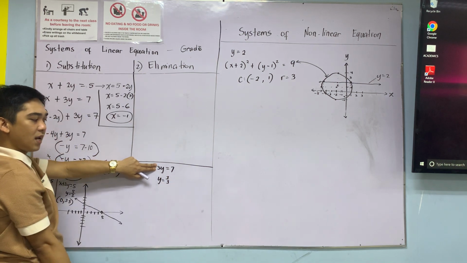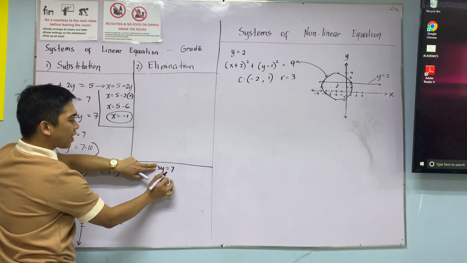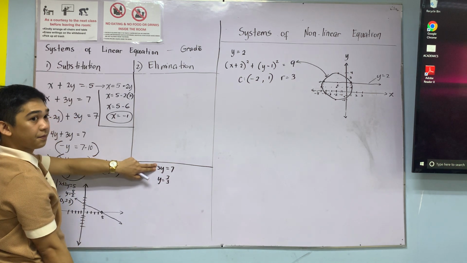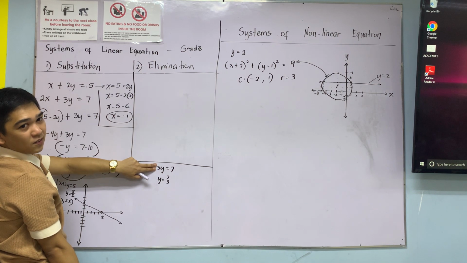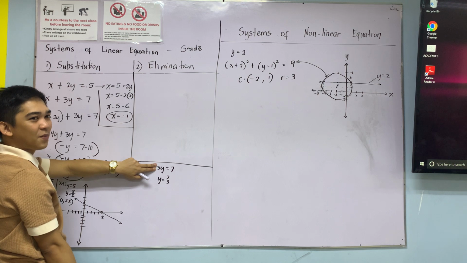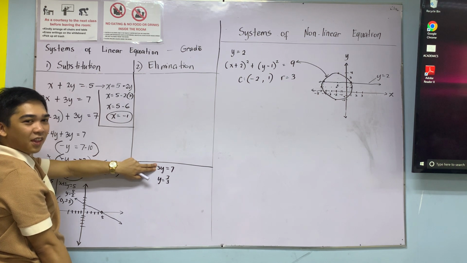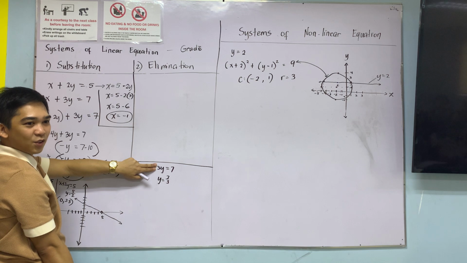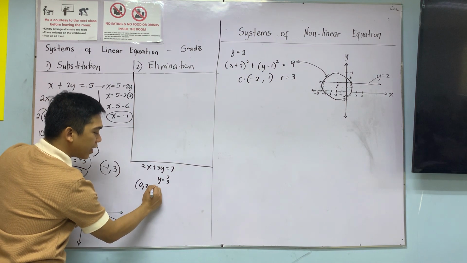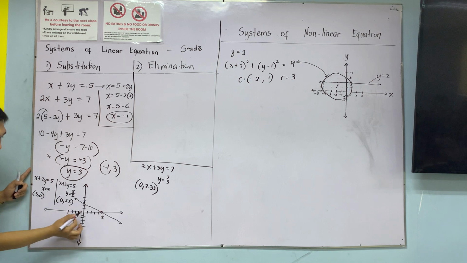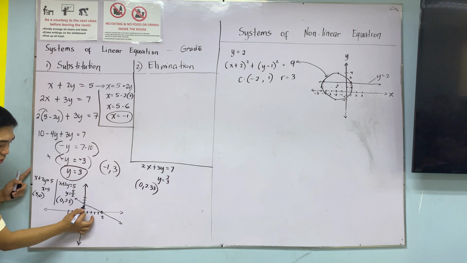In decimal, what is 7 over 3 in decimal? 2.33? Hindi, ah. Divided by 3. Diba? 33, 33, 33 yan. 2.33. So, ang coordinate nito is 0, tapos 2.33. 1, 2, 0.33 andito. Ay, lang ko magkadikit sila.